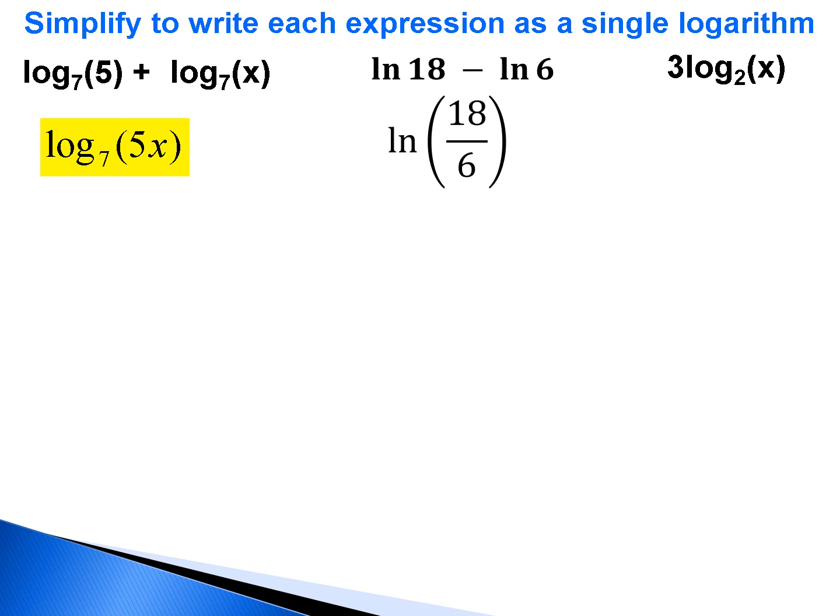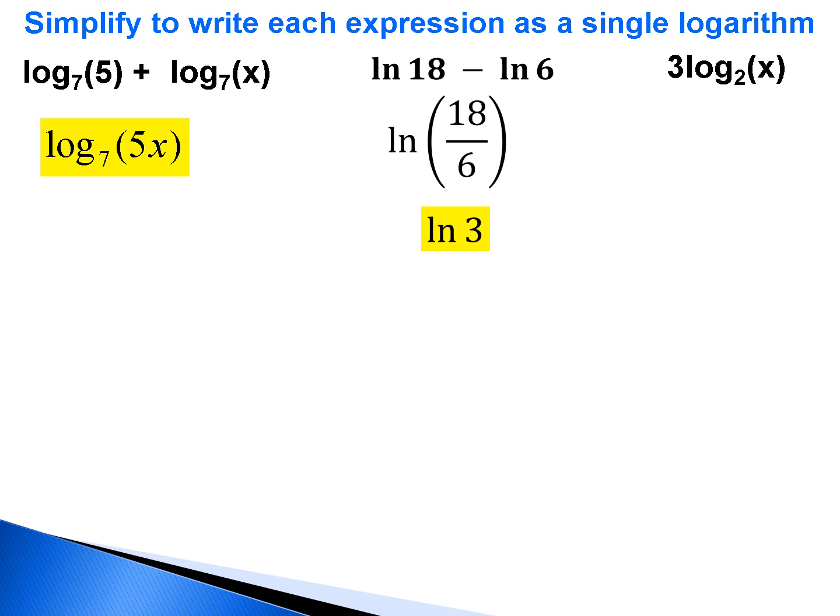Okay, so now we have a natural log of 18 over 6. Okay, if you can simplify it, please do. Do not leave that as 18 over 6. 18 divided by 6, y'all, is 3. So I'm going to simplify that further and say the natural log of 3.